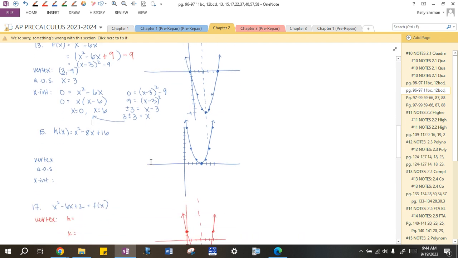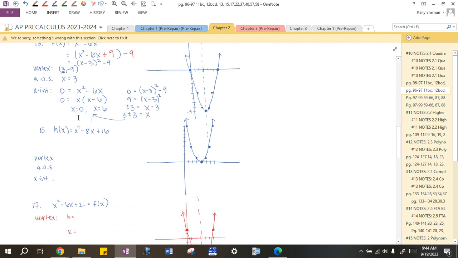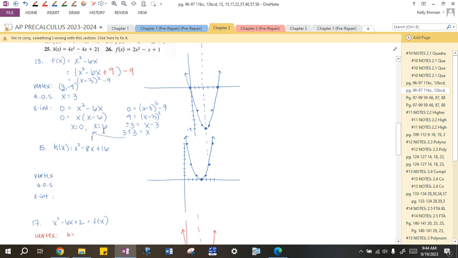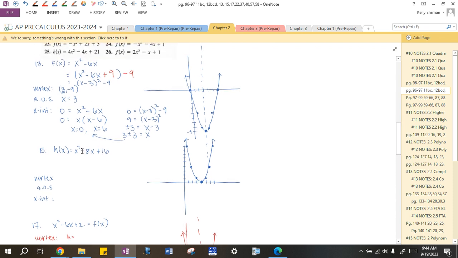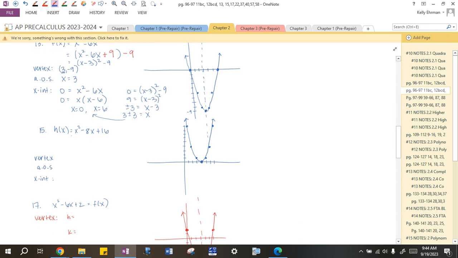form. Now, number 15, if you're given a trinomial, don't jump right into the vertex formula or complete the square. Check to see if this is a perfect square trinomial, then you can get it in vertex form right away. This is x minus 4 times x minus 4. So it's x minus 4 squared. So that's my vertex form. And then I can see that the vertex is 4, 0. The axis of symmetry is x equals 4.